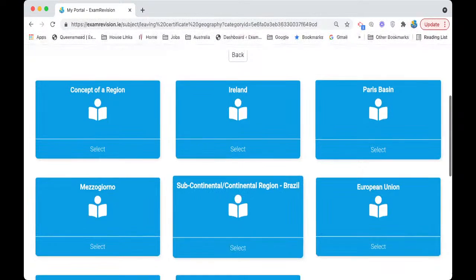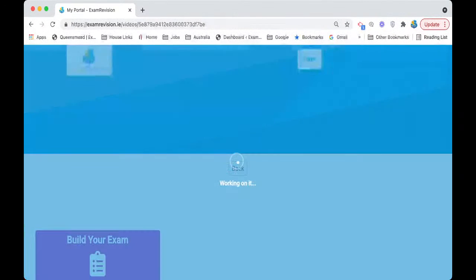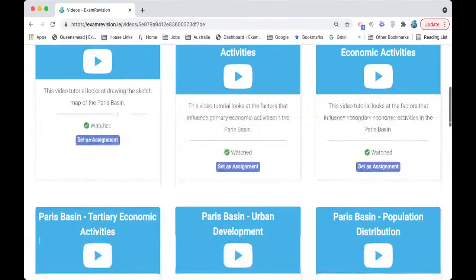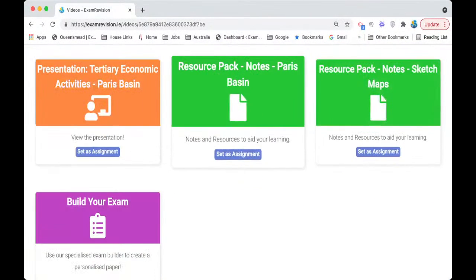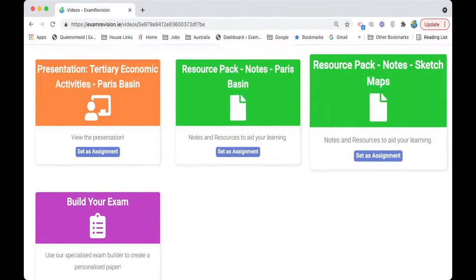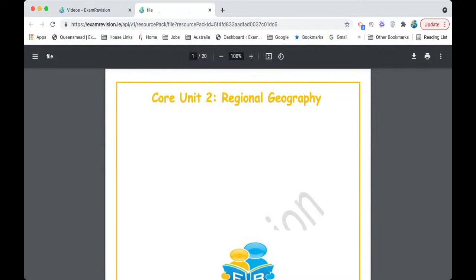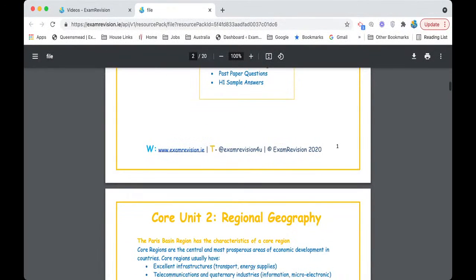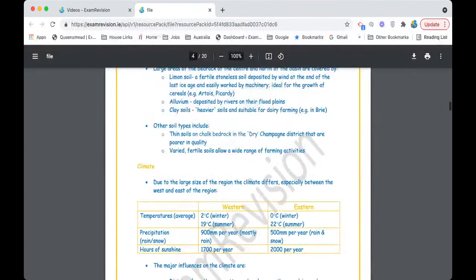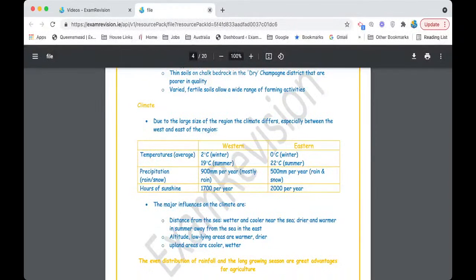If you're in, like, Paris Basin, you're going to have the videos, then the quizzes, the PowerPoint presentations, and then the notes. The notes are all done exactly the same. They're very, very detailed and very, very exam focused. So I'll just quickly show you this one. Here we go: Paris Basin, core region, past paper questions, H1. You go through here, it's the same, and we talk about the H1 notes then.